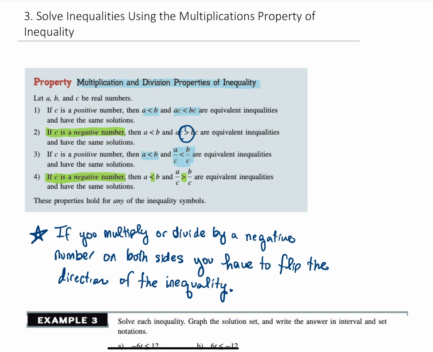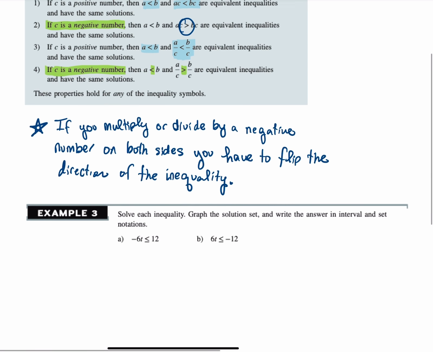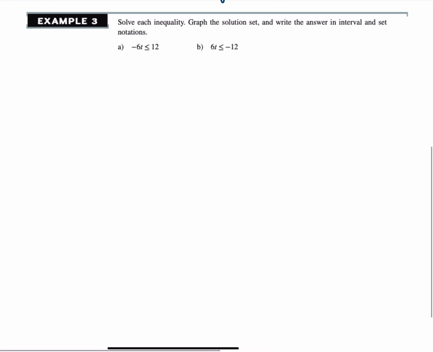So it's an easy thing to forget to do, and that can cause you to feel like you have the right answer, but it's not accepting it because the direction hasn't been flipped. But this is only if you multiply or divide by a negative number. That's the main thing. If you do it with the positive number, you don't have to flip the direction. So let's see a couple of examples.